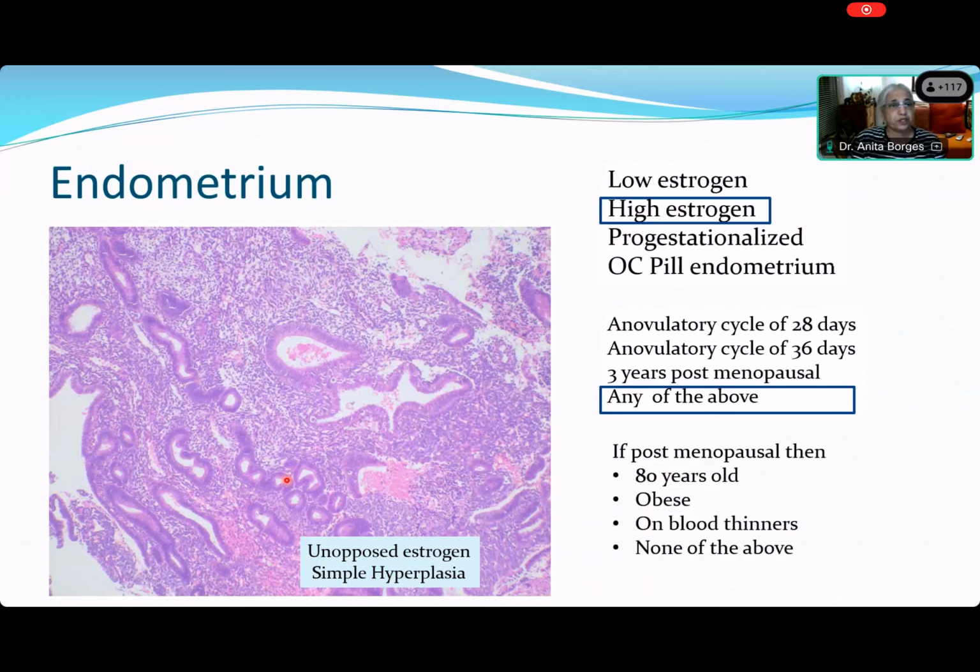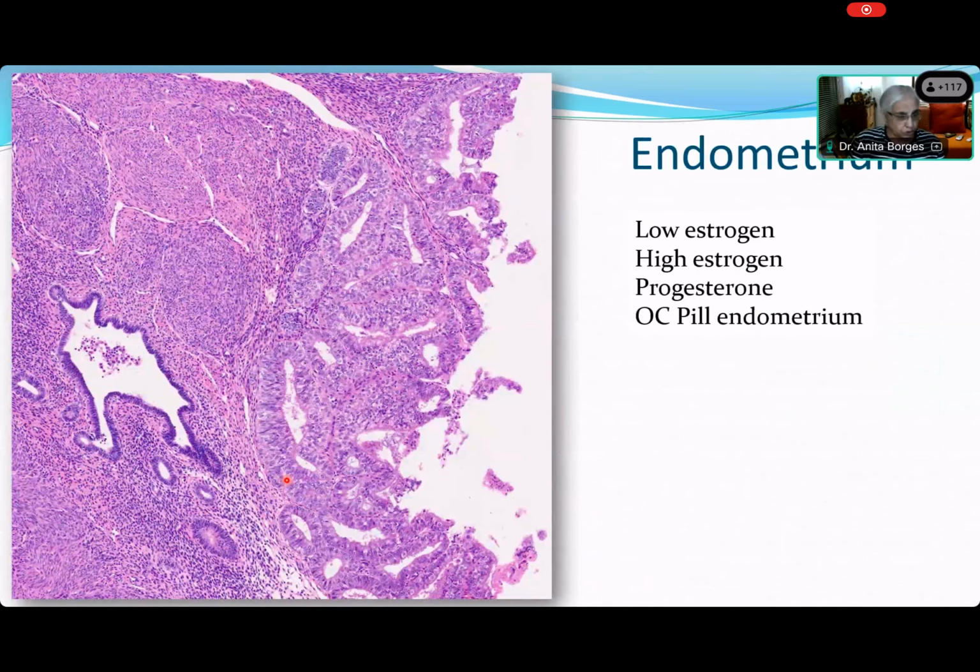All right. Now, if this patient is postmenopausal, is she 80 years old? We've already discussed this. Obese, on blood thinners, or none of the above? She's obese. Yes. So if it was that, then she has absolutely unopposed estrogen activity. Now, here, who's going to answer this question? Nargis, are you there? Maybe Nargis has gone. Mulyan, come on. What is this? Low estrogen, high estrogen, progesterone, OC pill.